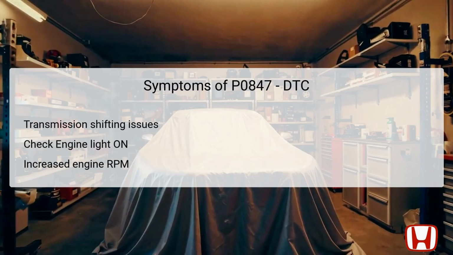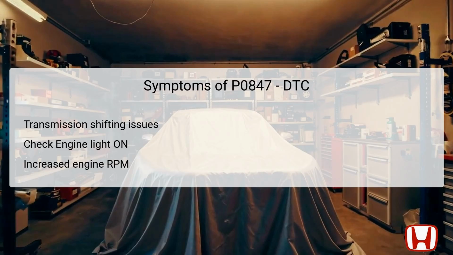When P0847 is present, the symptoms may vary from mild to significant. Drivers could experience noticeable transmission shifting issues, such as slipping or delayed engagement when attempting to change gears. The error may also trigger the check engine light, serving as a warning that there is a malfunction needing attention. In some cases, there may be an increase in engine RPM, indicating that the automatic transmission is not engaging properly.